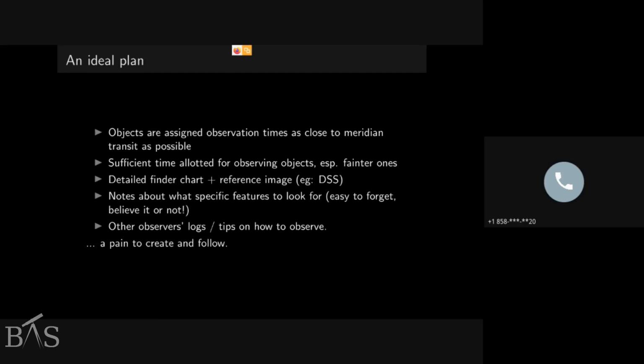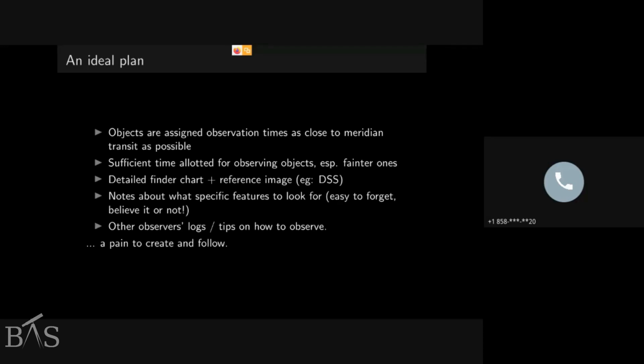I spent a lot of time trying to think about how to make the perfect plan, right? You want to observe the objects as close as possible to when they are highest, because then you're looking through less of the atmosphere, and you allot sufficient time. So I kind of started out trying to make a plan that looked like a regimen, saying at this time observe this object for these many minutes. And my general feel is that never works.